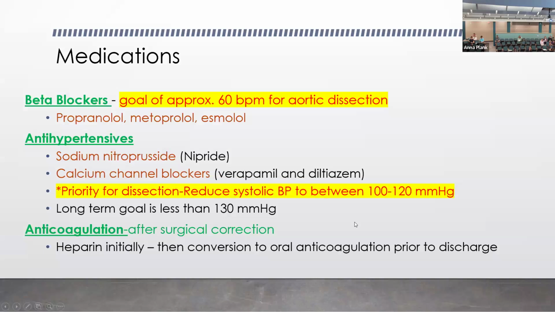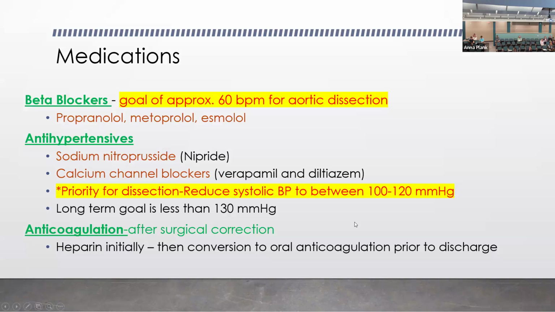Same type of medications. So what is our goal with the beta blockers? We want to keep the heart rate low, just like we want to keep it low to confuse the heart. We want to keep it low so that we're not overstretching, increasing our afterload, right?